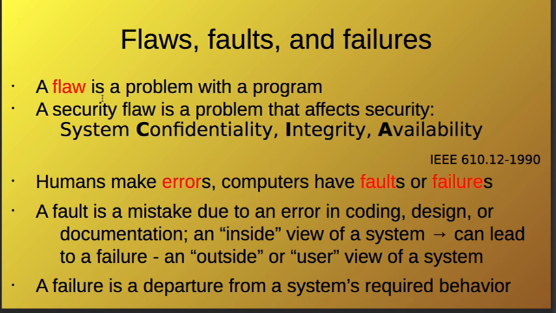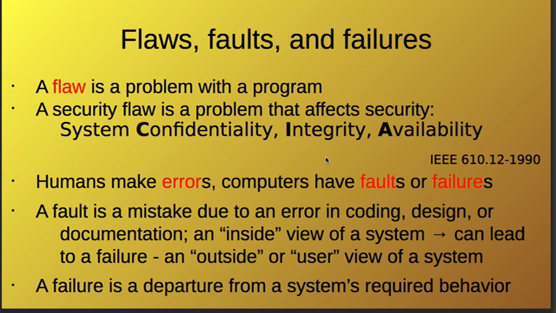A flaw is a problem with a program. A security flaw is a problem that affects security. So the things you want are confidentiality, integrity, and availability. These three things will come up over and over again. If you're following along in the notes, there's a link to the IEEE 610 standard from 1990 that defines all these terms. You can click on this link and it'll take you to the IEEE document.